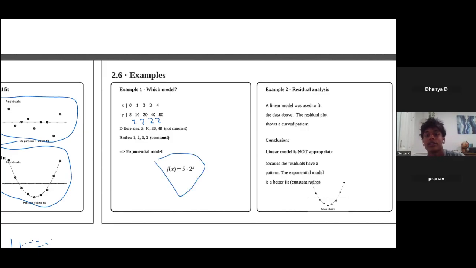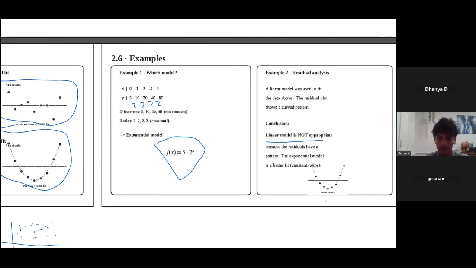Residual analysis. A linear model was used to fit the data above. A residual plot shows a curved pattern. So is it going to be an actual proper model? And the conclusion is the linear model is not appropriate because the residuals have a pattern. It can't have a pattern. And the exponential model is a better fit because it has constant ratios. And therefore it could have a model like that.